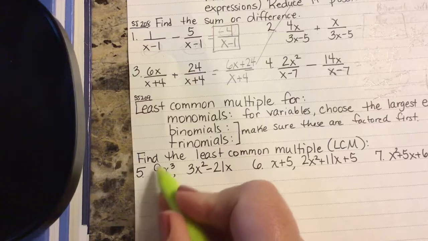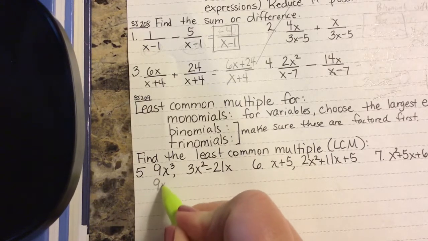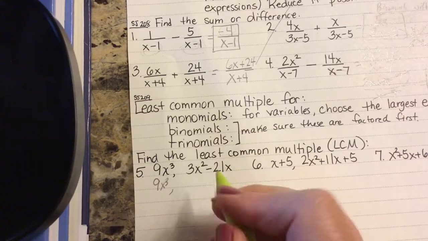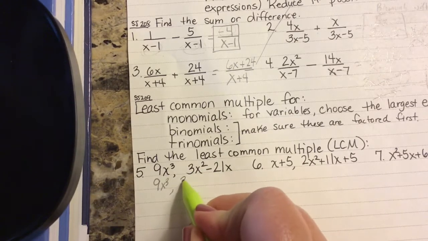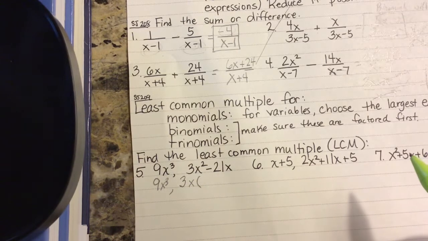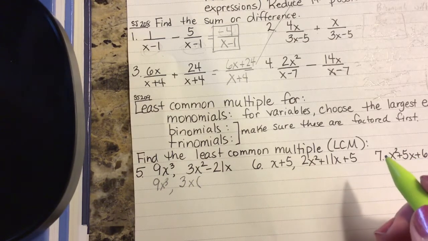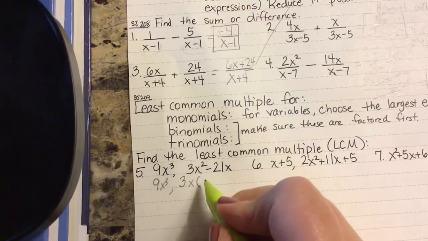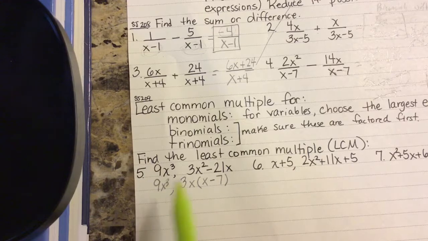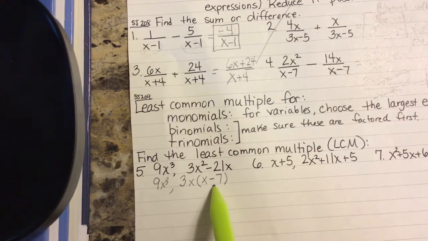So this is a monomial. I can't do anything with it. I'm just going to bring it down and write it down. This is a binomial, and I can factor this binomial. There's a greatest common factor of 3 and of x. So I'm going to factor out 3x, and that will leave me with x minus 7. So I have monomial, monomial, binomial.